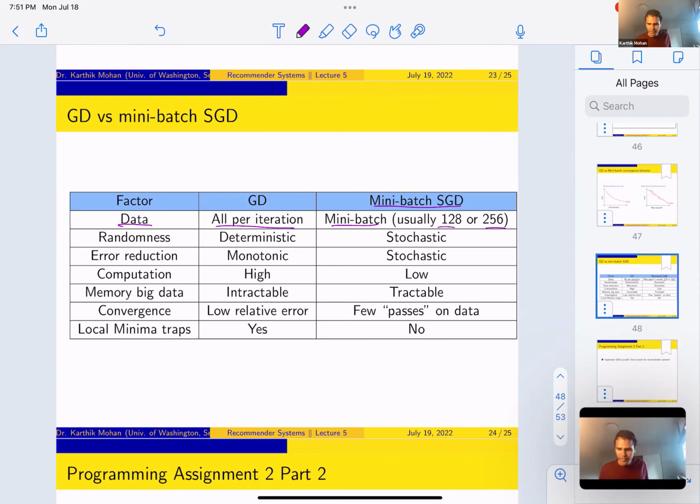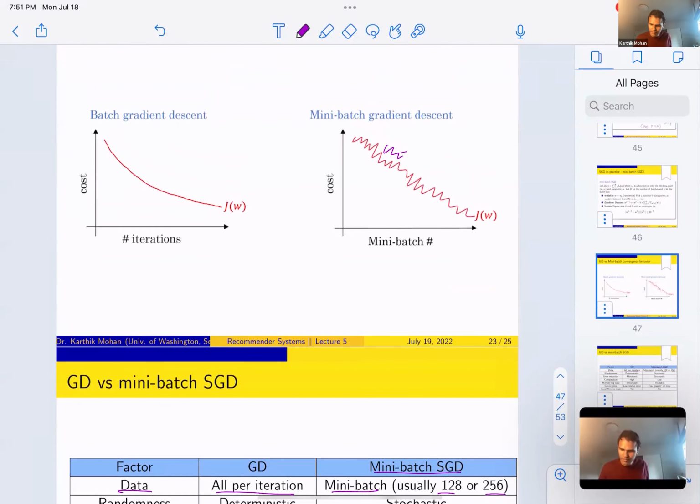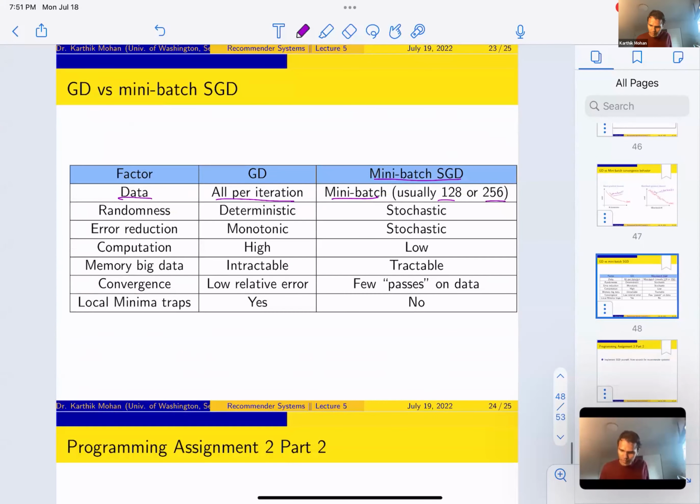And then randomness: gradient descent is deterministic, but mini batch is stochastic. Error reduction is monotonic in gradient descent. It's stochastic here. So this is the stochasticity. This is monotonic. Computation is high for gradient descent, and low for mini batch. Memory can become intractable. I just cannot store a billion data points and keep computing gradients with respect to them every single time. That's probably intractable. It's tractable here because I only need to pick out certain data points at a time. So I don't need to store everything in memory.